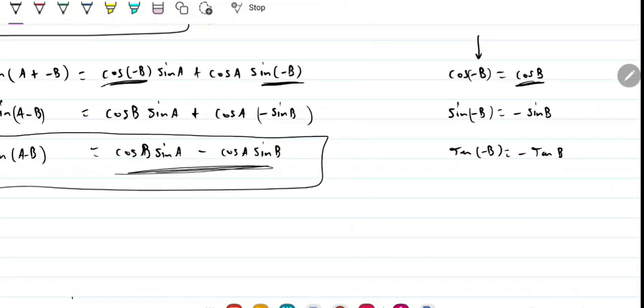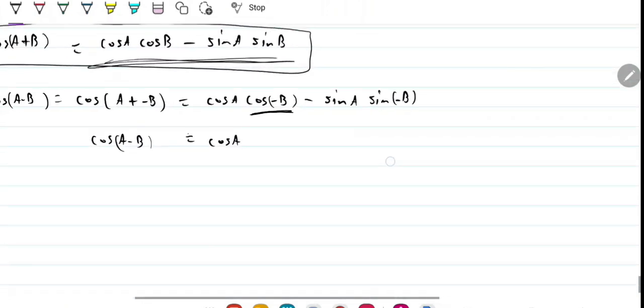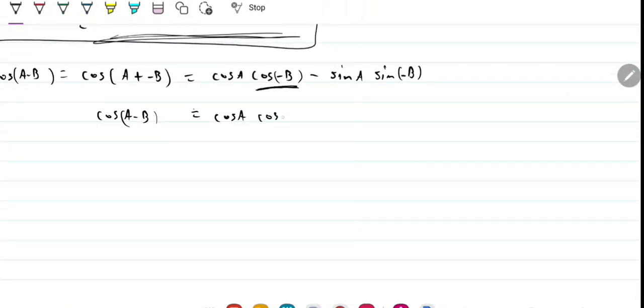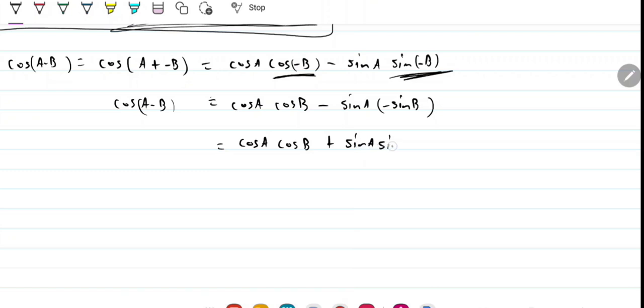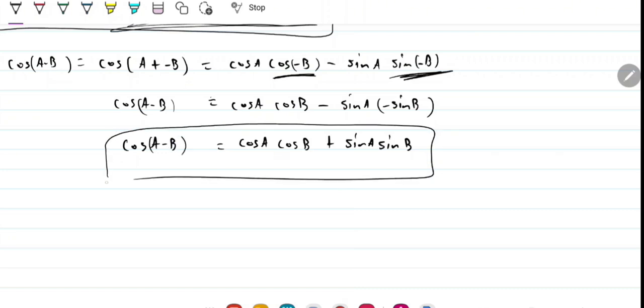Cos is an even function. So the cos of B minus the sine of A multiplied by what? This is going to be minus the sine of B, right? So this will give me the cos of A times the cos of B plus the sine of A times the sine of B. And that's it right there.